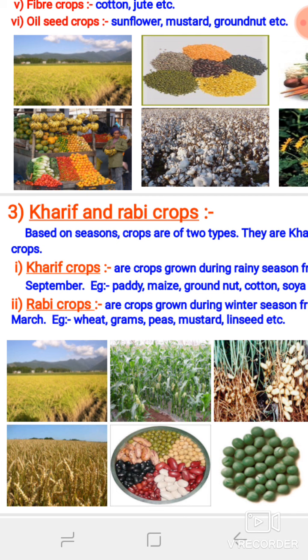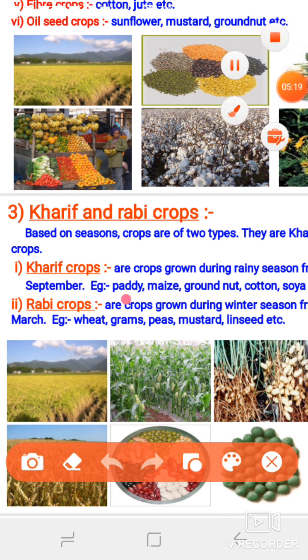As examples of kharif crops, you can take paddy, maize, groundnut, cotton, soya bean, etc. These are all kharif crops because they are commonly grown during the rainy season. Why? Because these crops require a larger quantity of water for their growth and development. Then the second, rabi crops. What are rabi crops? The crops which are grown during the winter season.